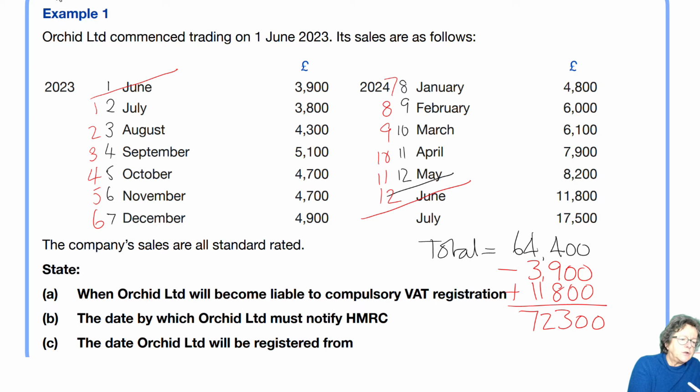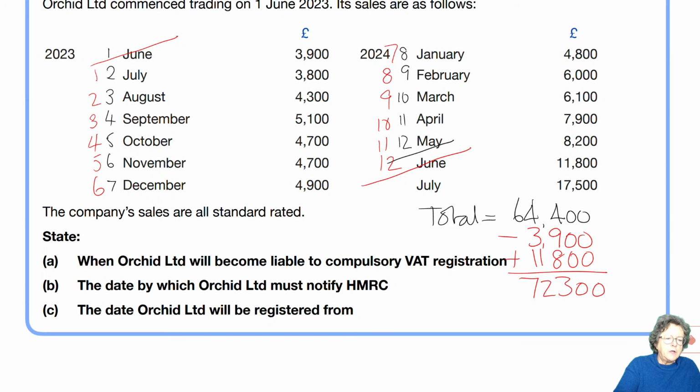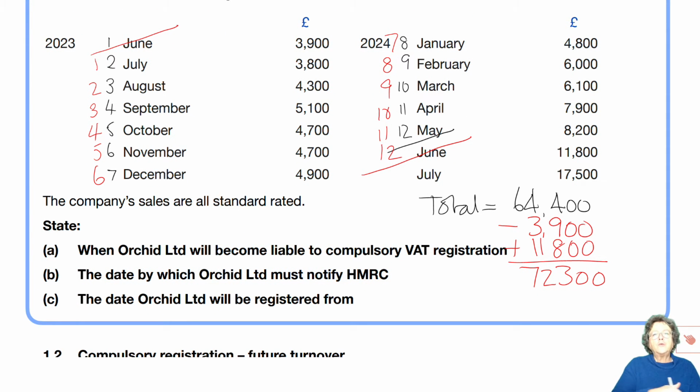So let's change the colour of the pen so you can see exactly what's going on, a nice blue one. And what we're going to do now is to roll it forward. It's called a rolling 12-month period. I'm going to knock that one off.